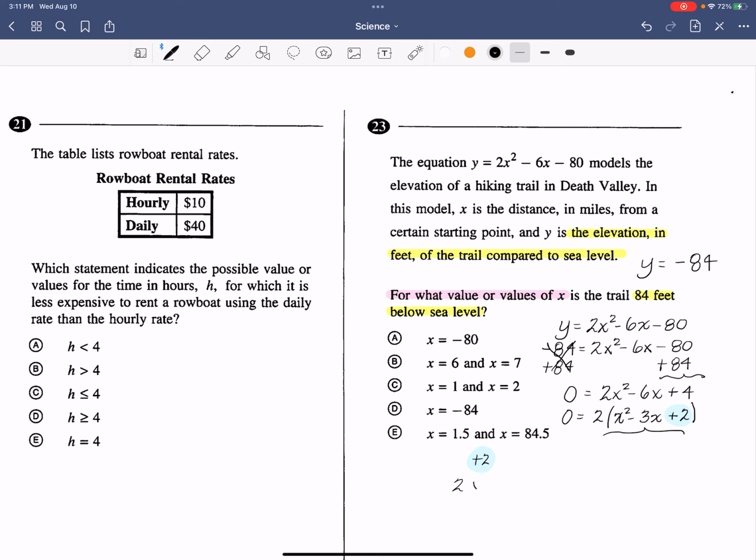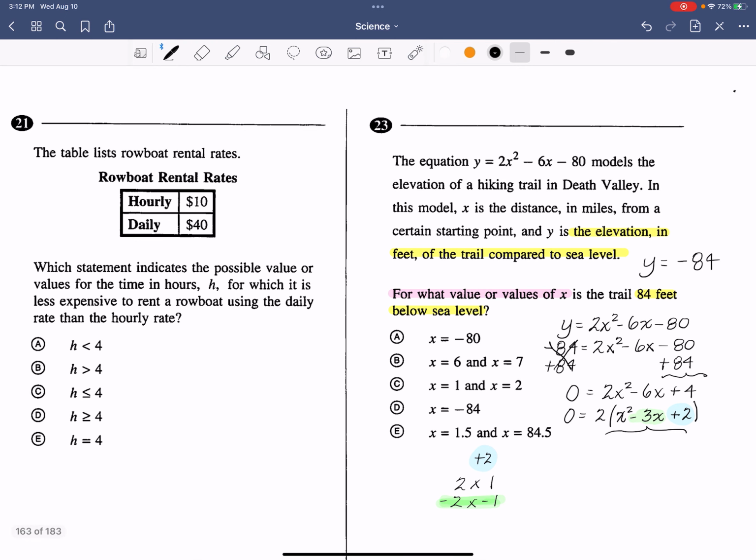Well, I could say 2 times 1. That would give me 2. But if I add those, 2 plus 1, I would get a positive 3 in the middle. If I did negative 2 times negative 1, I'm going to get the positive 2, but I would also get the negative 3. And that's what I'm interested in. So this particular set of factors will give me this middle component. So I'm going to say x in both places. And here we're using a minus 2 and a minus 1.